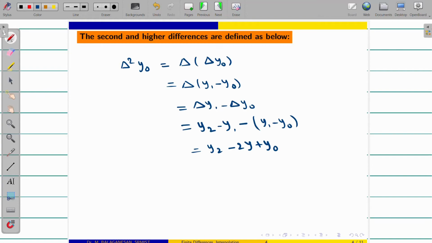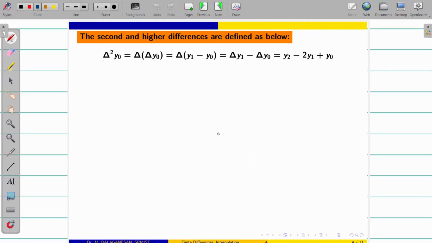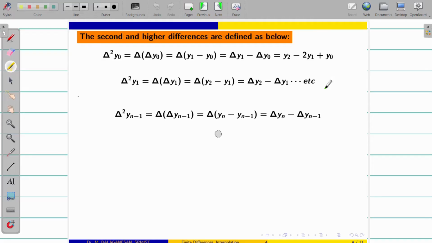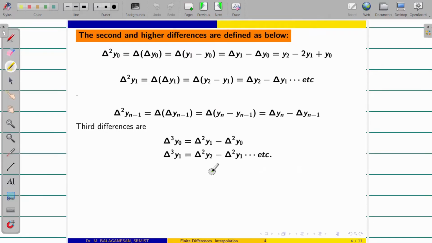In the same way, we can proceed for the higher differences. If you are a student, this is only for MCQ purposes, you can go through the topic. They won't ask the derivation here, right? So look at that, del square y0. As I told you already, this is the way to find this value. Similarly, del square y1 I can find, del square y(n-1) I can find easily. And third differences, del cube y0, will be del square y1 minus del square y0, and del cube y1. And that way we can go for higher differences.